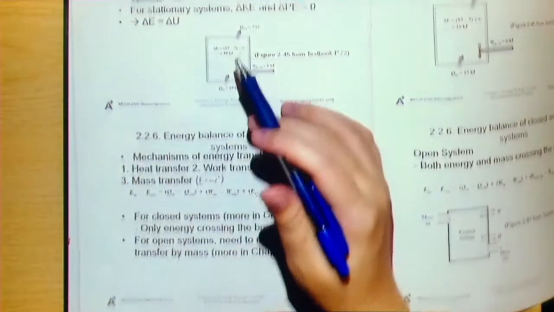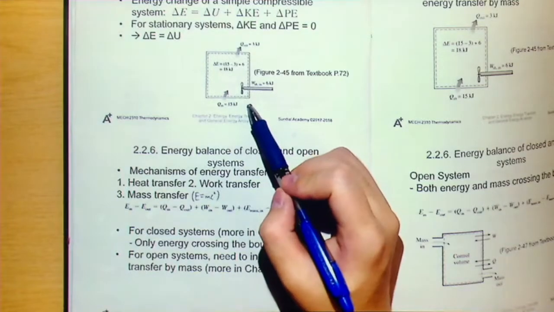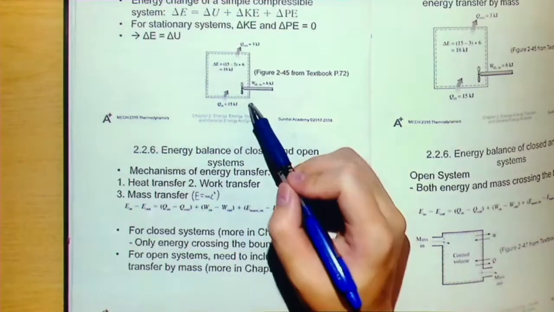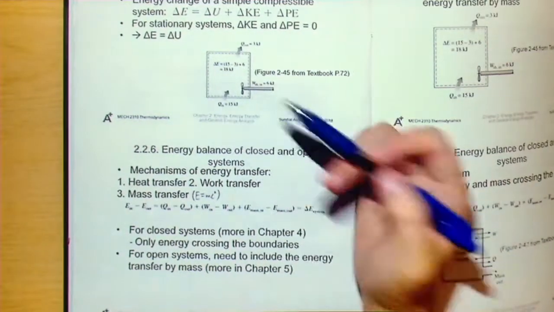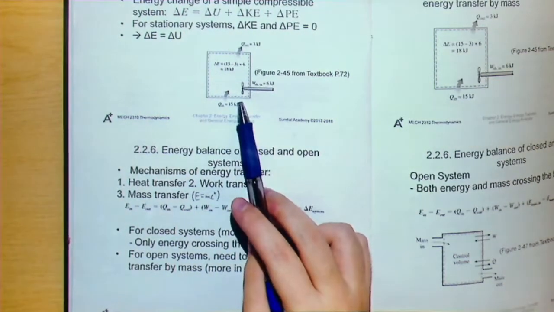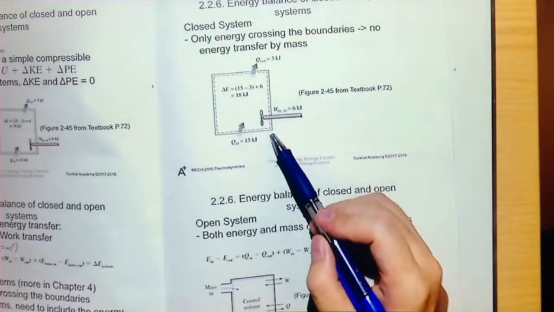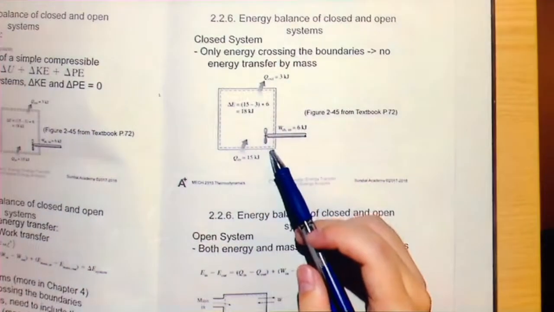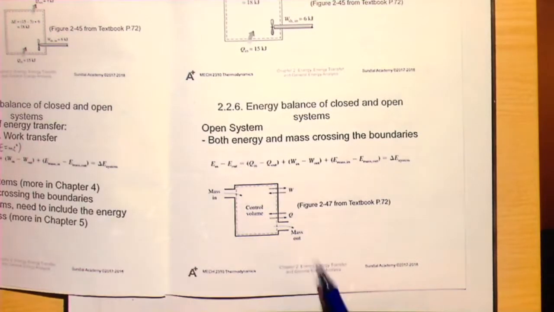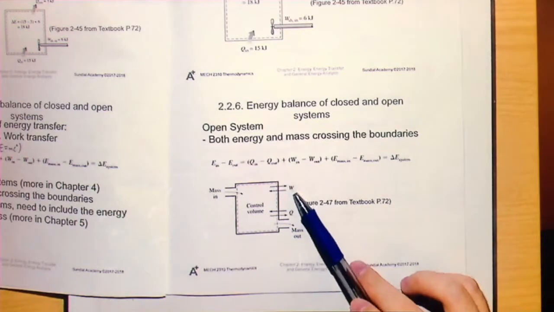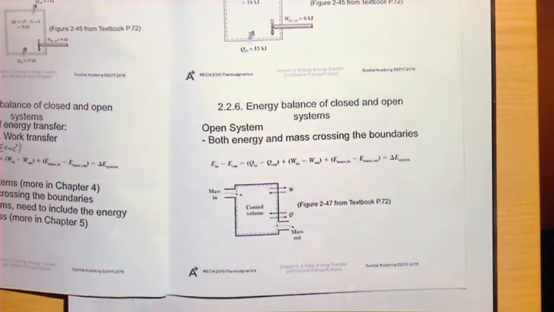For the previous example, I have also shown this one. It is an example of a closed system, because you can see that no mass can actually cross the boundary, since it's a closed container. But for an open system, both energy and mass can cross the boundary, so we will also have mass in and mass out, in addition to the work interaction and the heat interaction.